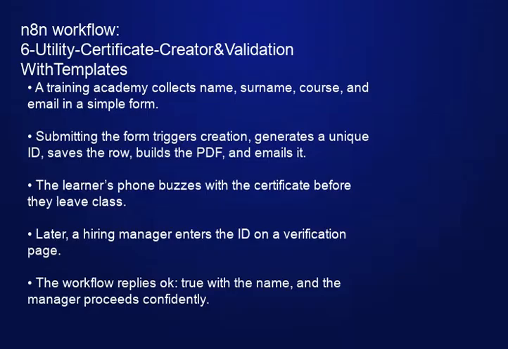A training academy collects name, surname, course, and email in a simple form. Submitting the form triggers creation, generates a unique ID, saves the row, builds the PDF, and emails it. The learner's phone buzzes with the certificate before they leave class. Later, a hiring manager enters the ID on a verification page. The workflow replies OK, true with the name, and the manager proceeds confidently.